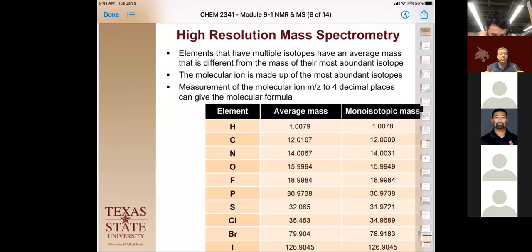This is really important because if you can go down to 4 decimal places, that means at the end of that calculation, once you get the answer, you know exactly which elements you have and how many you have, because you've analyzed it all the way down to 4 decimal places. All the different isotopes have different masses, and you can back calculate the exact molecular formula.